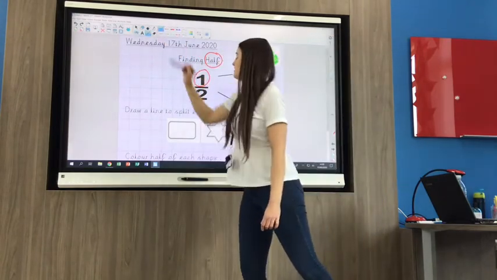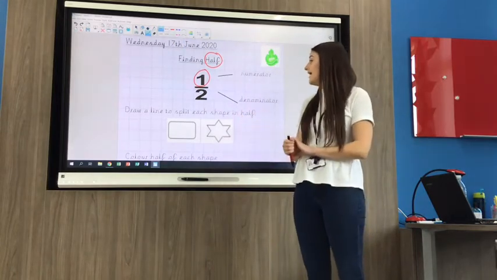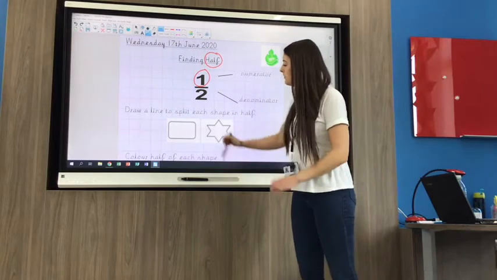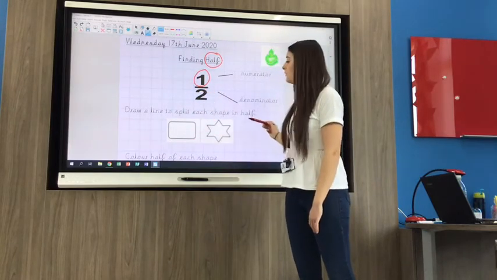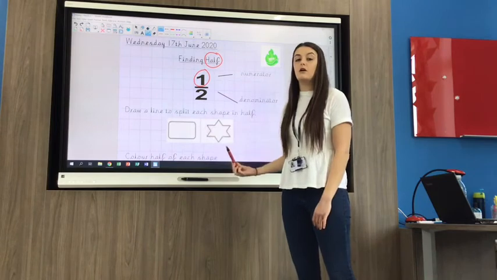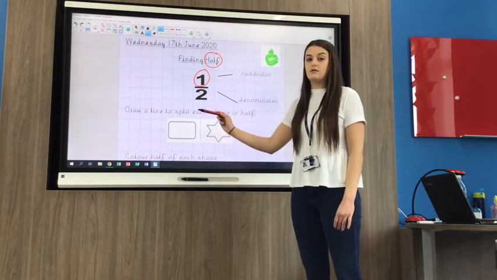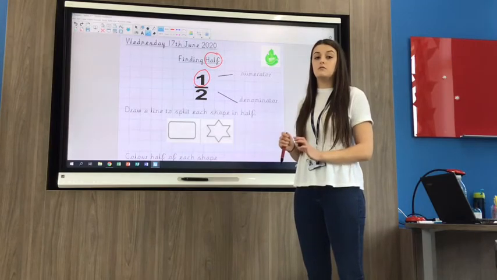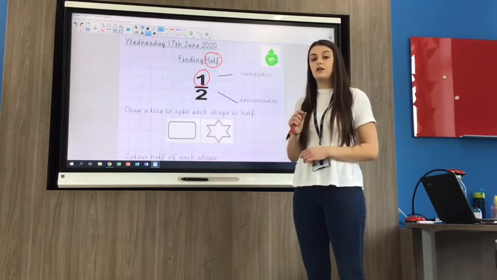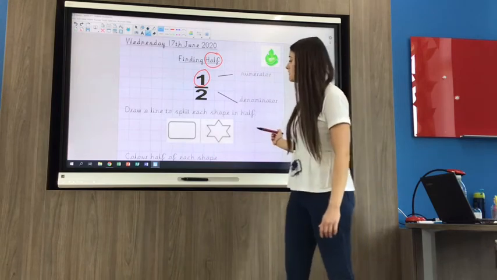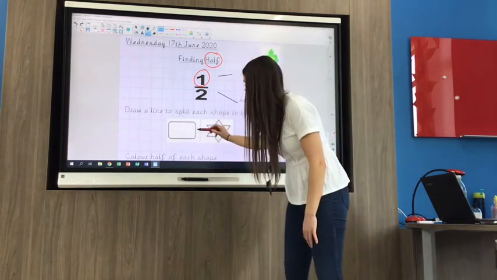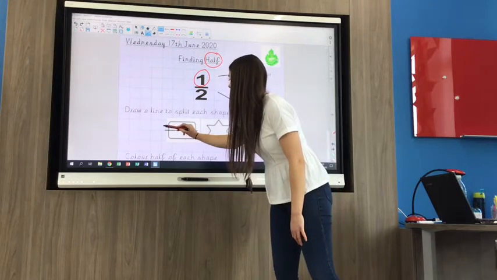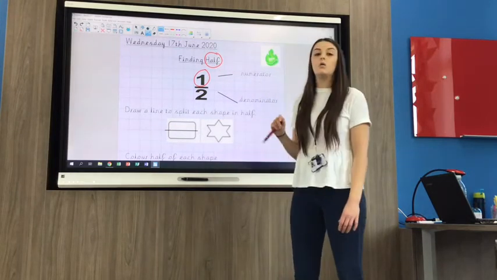The first one you might have is asking you to draw a line to split each shape in half. Now we can split the shape down the middle this way, or we can split it down the middle that way. So we can go vertically or horizontally. Now we need to make sure though we've got 2 equal groups. So I don't have one really big side and one really small side. So I think I'm going to go horizontally. So I'm going to start here in the middle. I'm going to draw my line right across the middle. So I've got 2 equal parts.